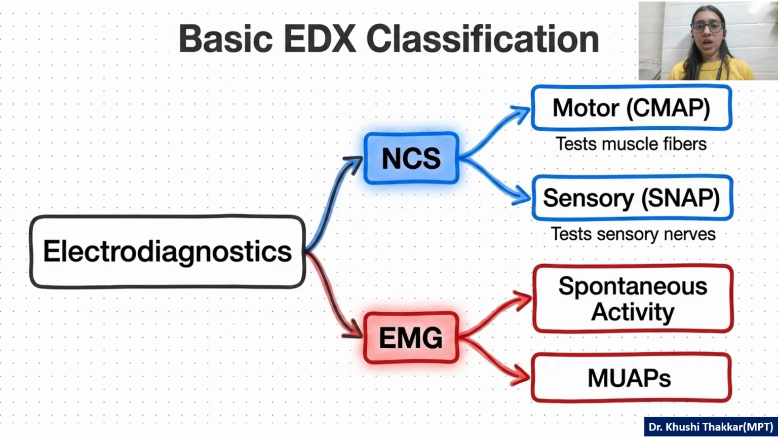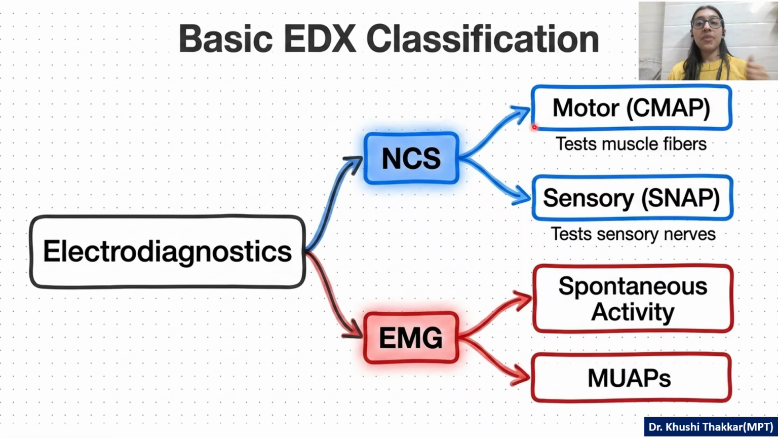A basic flowchart of electrodiagnostic classification. So electrodiagnosis actually is divided into two components. They are done together always, mostly. So first is the nerve conduction studies and the other is EMG. The nerve conduction studies gives you detailed information about the nerve health, the sensory and the motor fibers of the nerve.